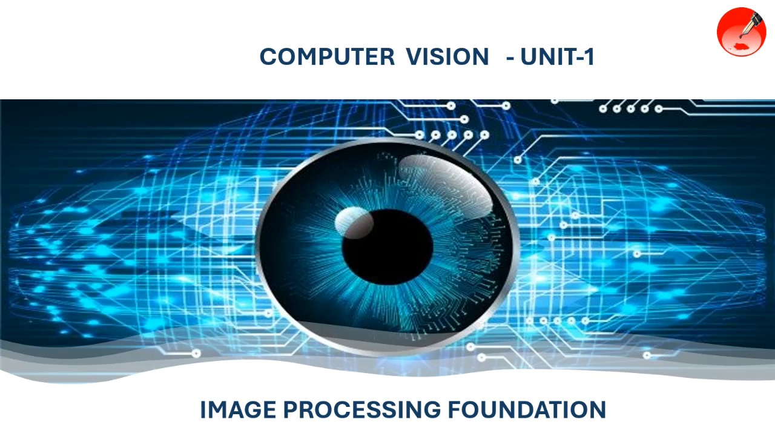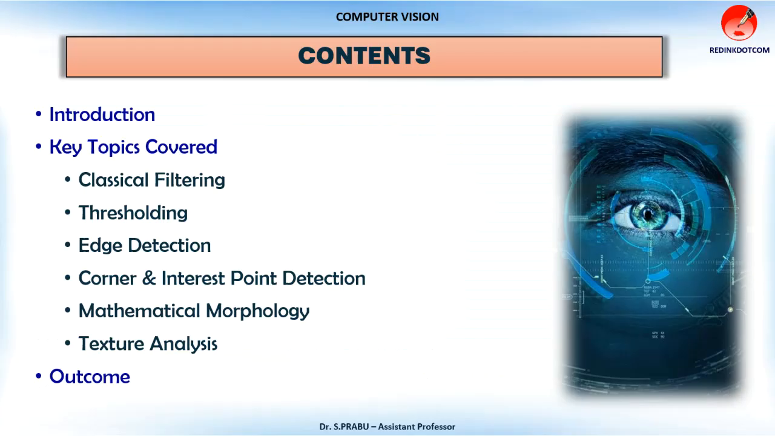In this video, we are going to study computer vision. The first unit is titled Image Processing Foundation. In this unit, we are going to start with the very basics of how computers work with images. We begin with fundamental operations that take raw image data and make it ready for more advanced computer vision tasks.